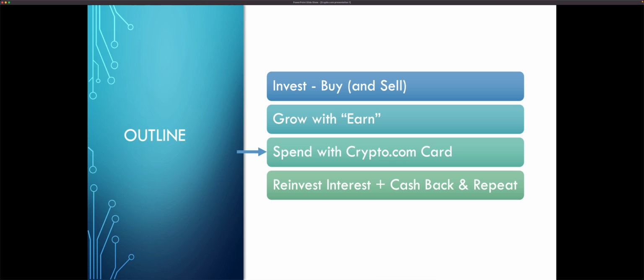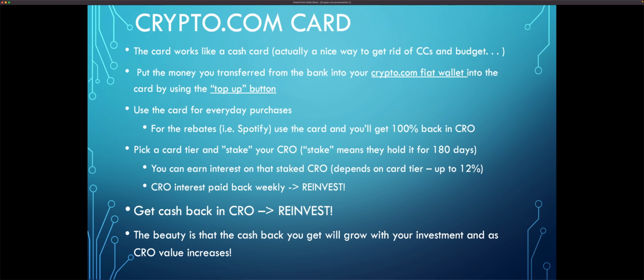Okay. So once you're done with that, that's one prong of it. The next big prong is the Crypto.com card, which is amazing. I use it every day, and with this, including with Earn and reinvesting everything, you're on your way to financial freedom. So let's go over the Crypto.com card.